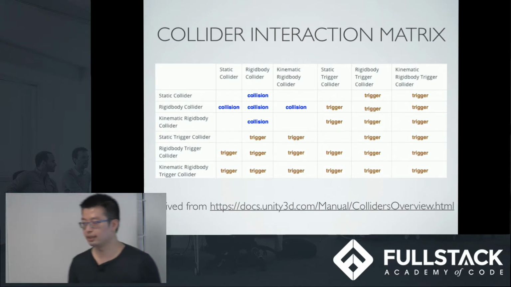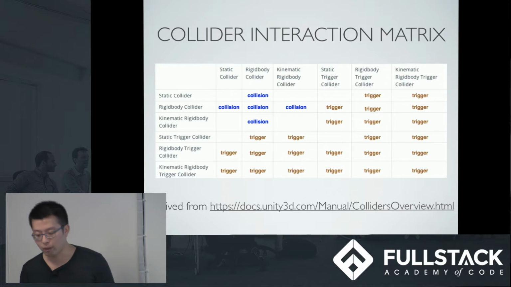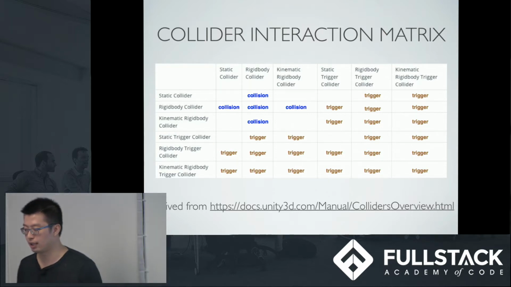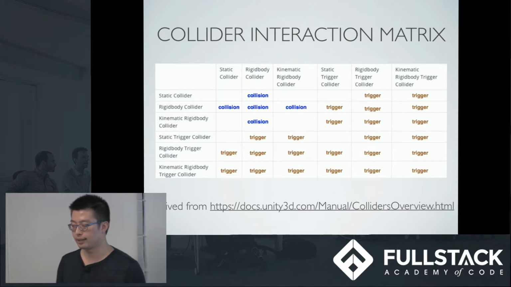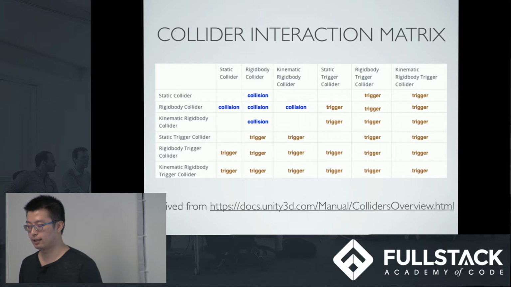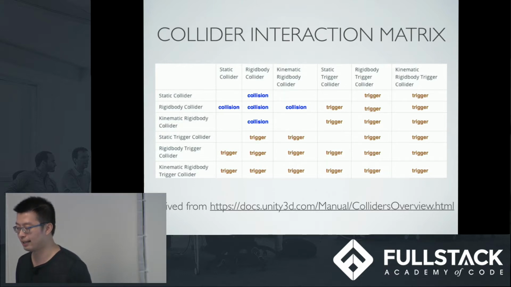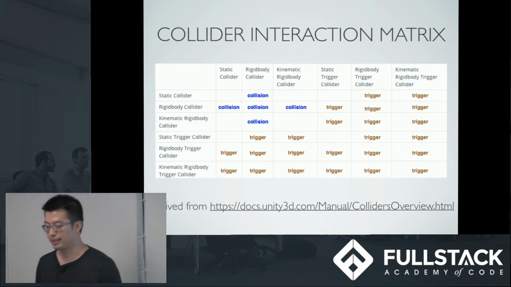So this is a collider interaction matrix. If I were a game developer and I want to create some collision effect based on the chart, I can choose a rigid body collider along with another static collider, which will have the collision effect. Or if I don't want the physical collision to happen in my gameplay, I can choose, for example, a static trigger collider meeting with another rigid body trigger collider.